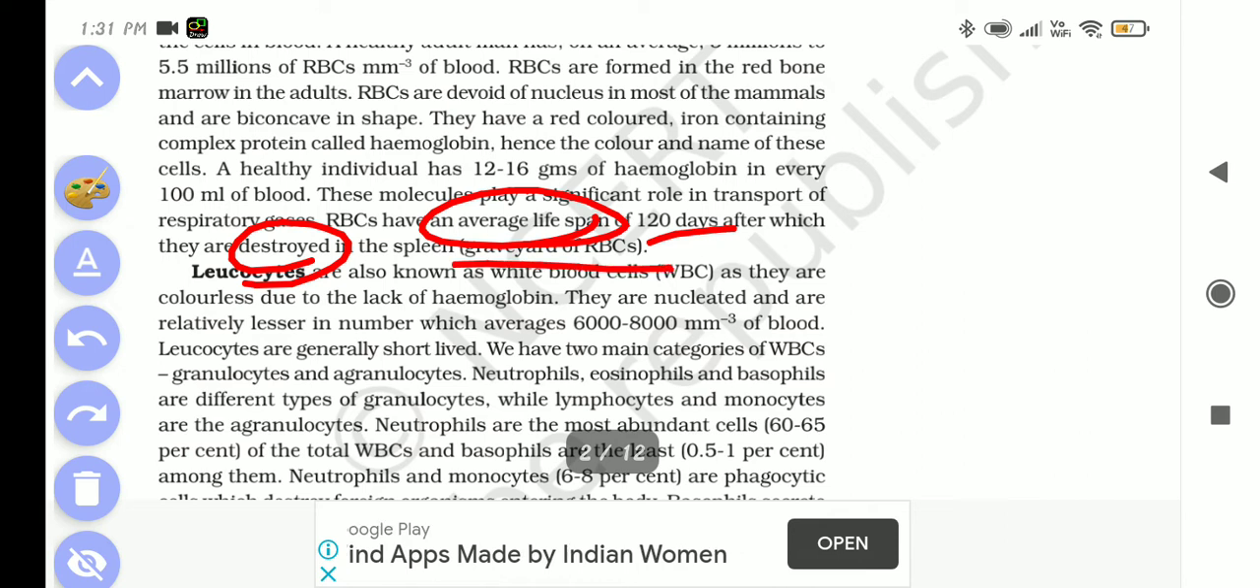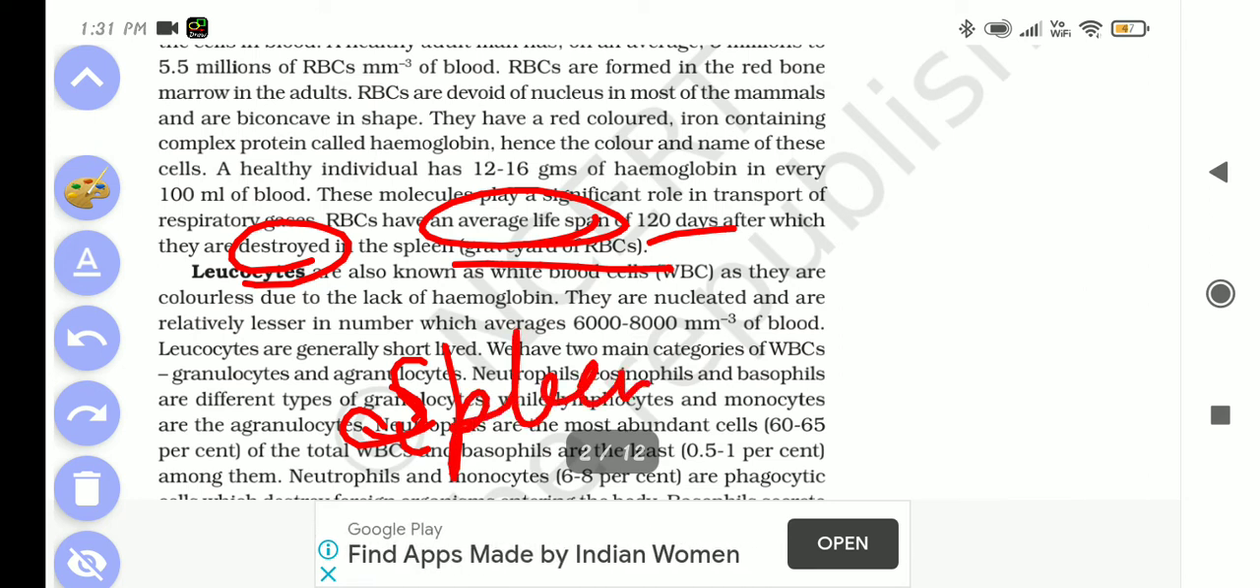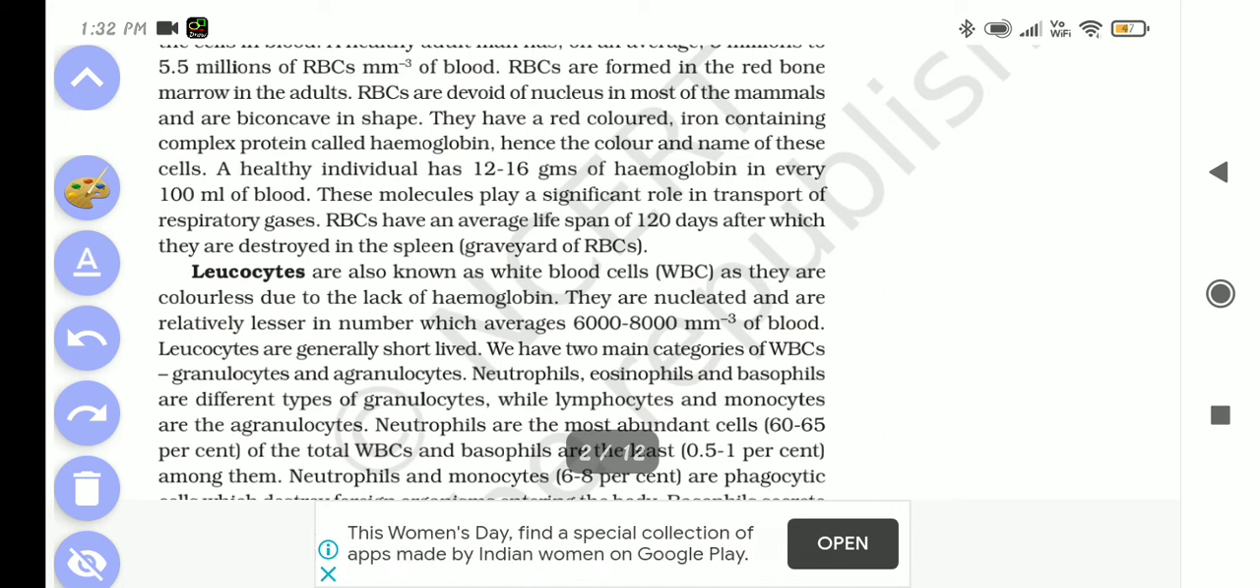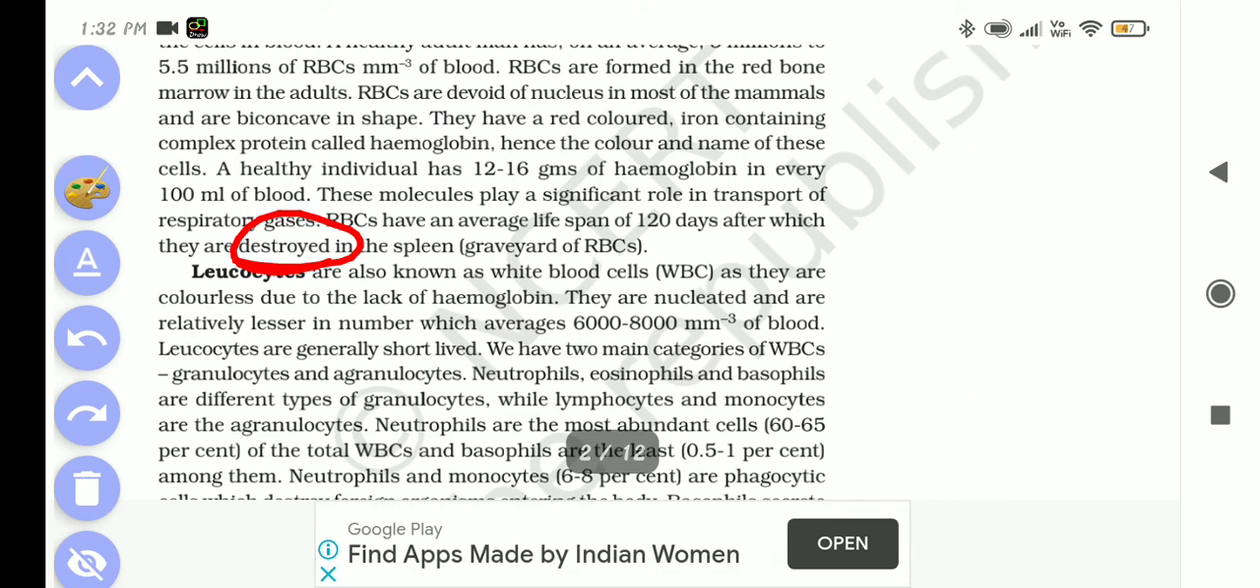And what is the graveyard of RBC called? It is called the spleen. Okay, it is the graveyard of RBC where after the 120 days of average lifespan they go to get destroyed. So it is called the graveyard of RBCs.